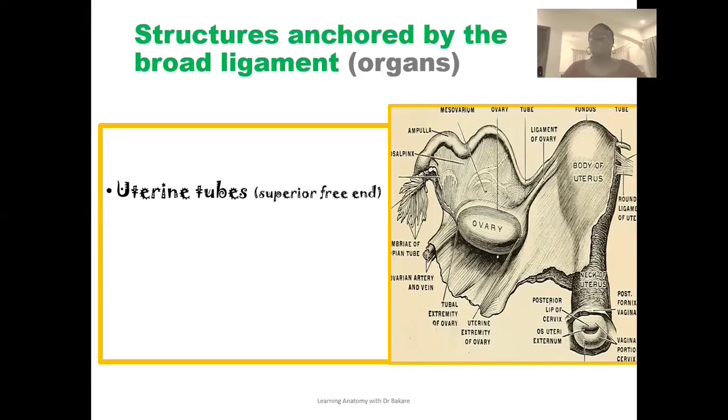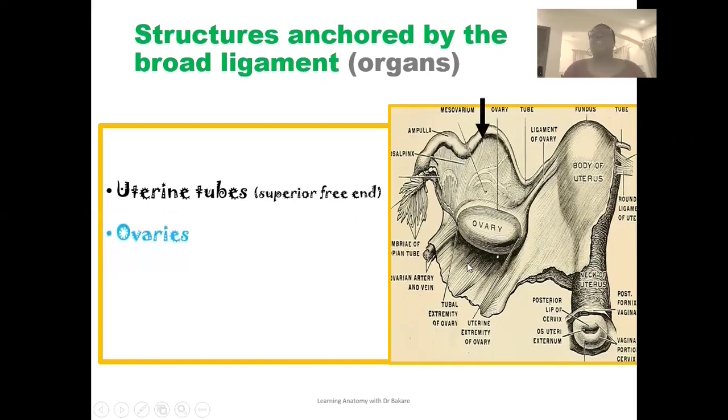So we have two uterine tubes. We already said that the uterine tubes are located at the superior free end or border of the broad ligament of the uterus. And this is what is highlighted here in black. So as you have this emergence taping the superior free border of the broad ligament of the uterus, you also have it here on the other side.